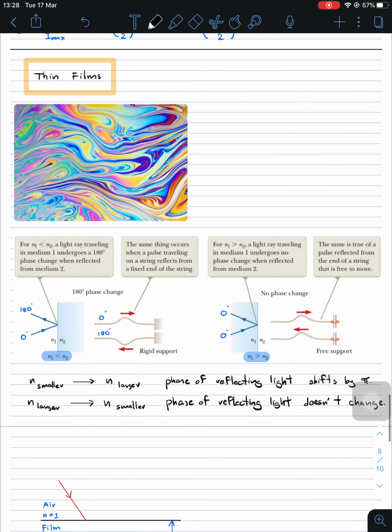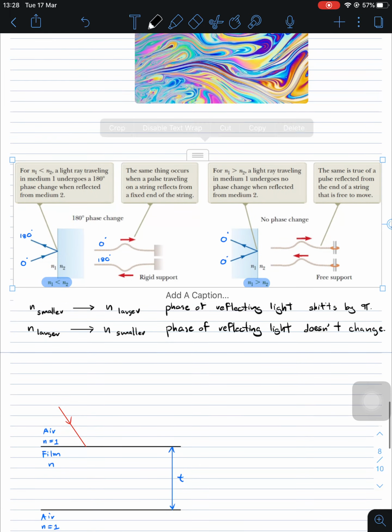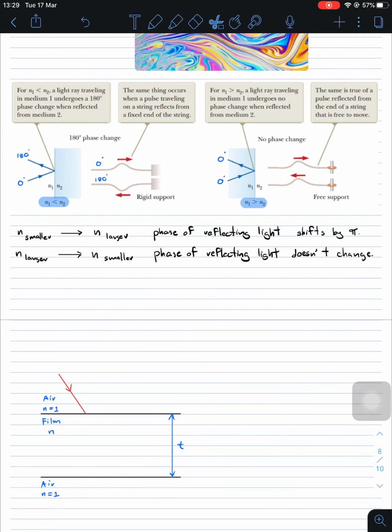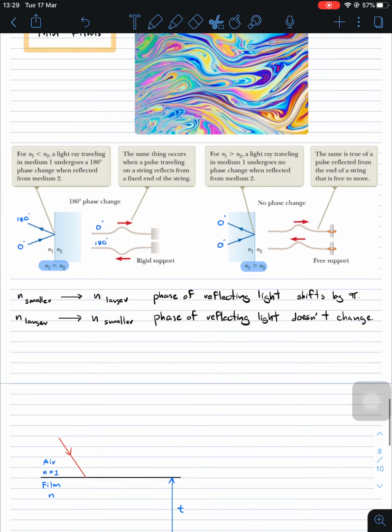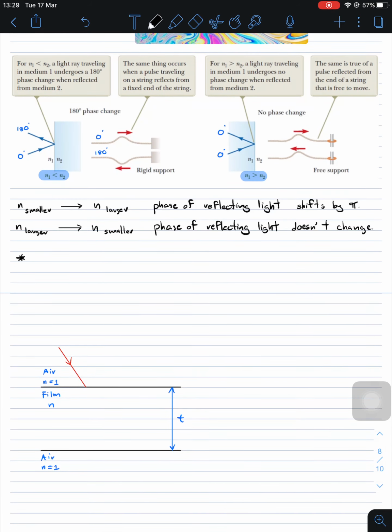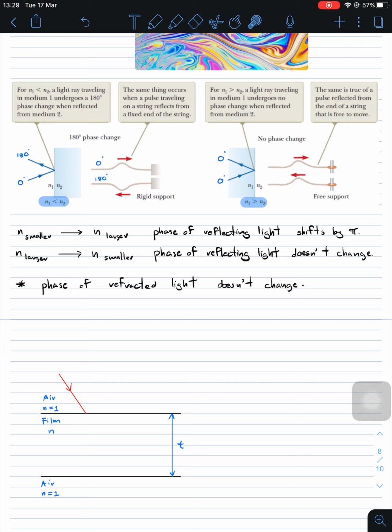Now let me move the fixtures, then you can have more space here. Right now we talked about the reflected light, but how about the refracted light? If we just want to consider the wave refracted into this medium or that medium, you need to keep in mind that the phase of the refracted light does not change. It doesn't change in both cases here. The one that changes is the phase of the reflected light, I mean from the smaller n to the larger n.